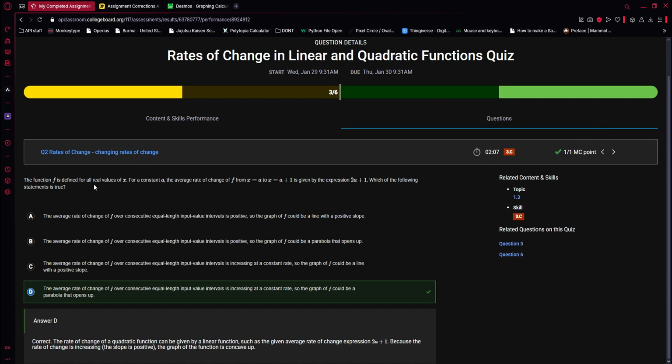Okay. Function f is defined for all real values of x. For constant a, the average rate of change from x equals a to x equals a plus 1 is given by the expression 2a plus 1. Which of the following statements is true?